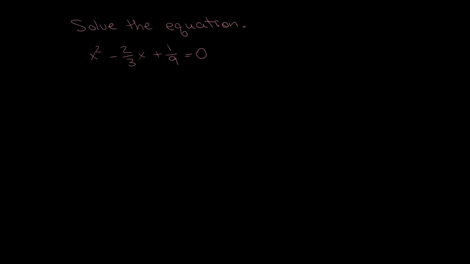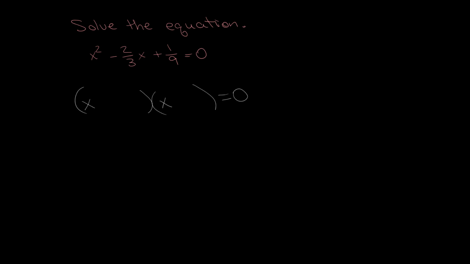This problem you can solve two ways. You can just solve it, like I'm about to show you with the fractions, or you can get rid of the fractions. It's your choice. All right, so let's do this. Can we take out anything? No, we can't. So what times what gives you x squared? X times x. What times what gives you 1/9?